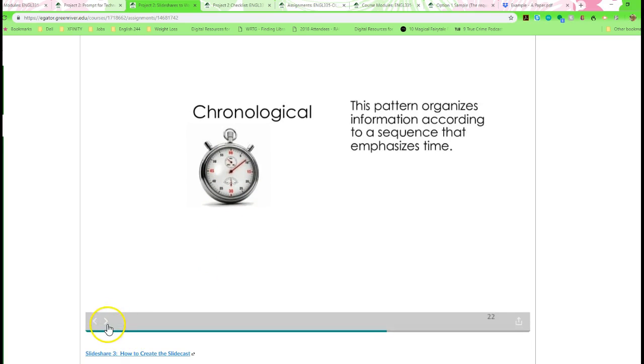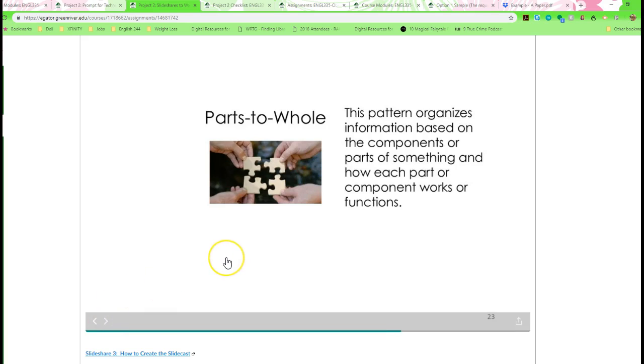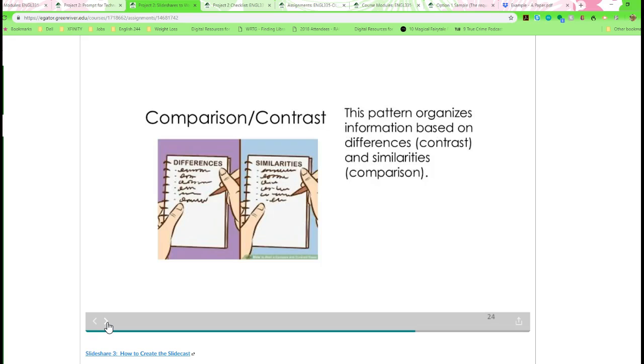Chronological organizes information according to a sequence that emphasizes time. Parts to whole. This organizes information based on the components or parts of something and how each part or component works or functions, like putting puzzle pieces together. And that works really well. It just depends on how you do it.